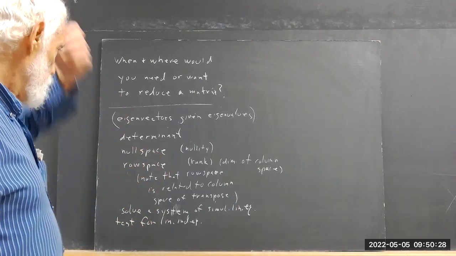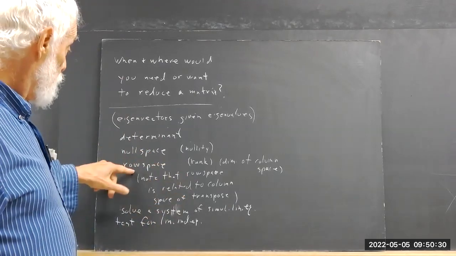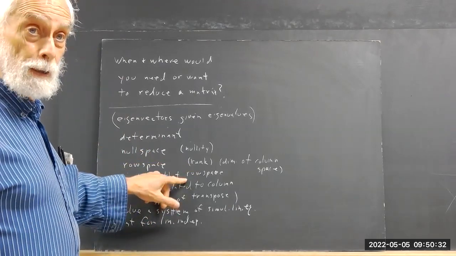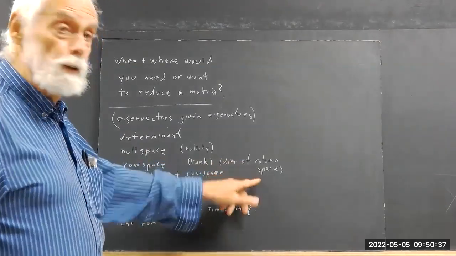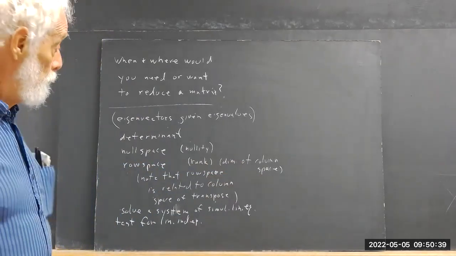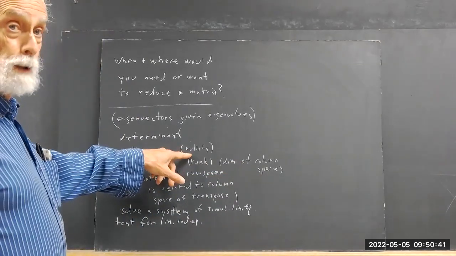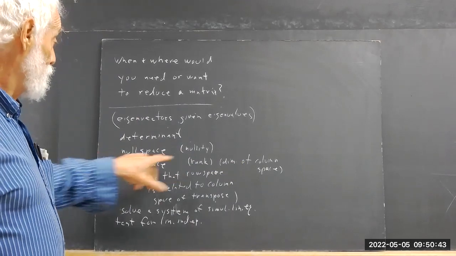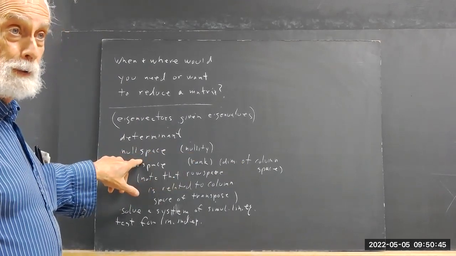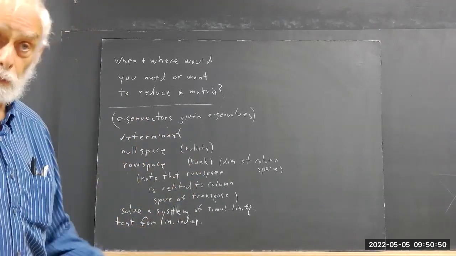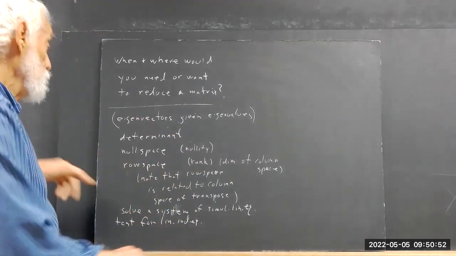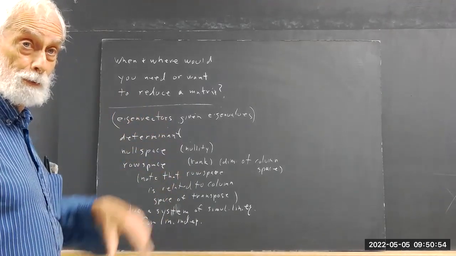Then somebody said, well, find the rank. Of course, that comes from the same operation as doing the row space. So you want to see that connection. And also that gives you the dimension of the column space. And of course, nullity comes from the same process as finding your null space. Nullity is just the dimension of your null space. The rank is just the dimension of your row space, the number of non-zero rows that you get when you reduce the matrix.